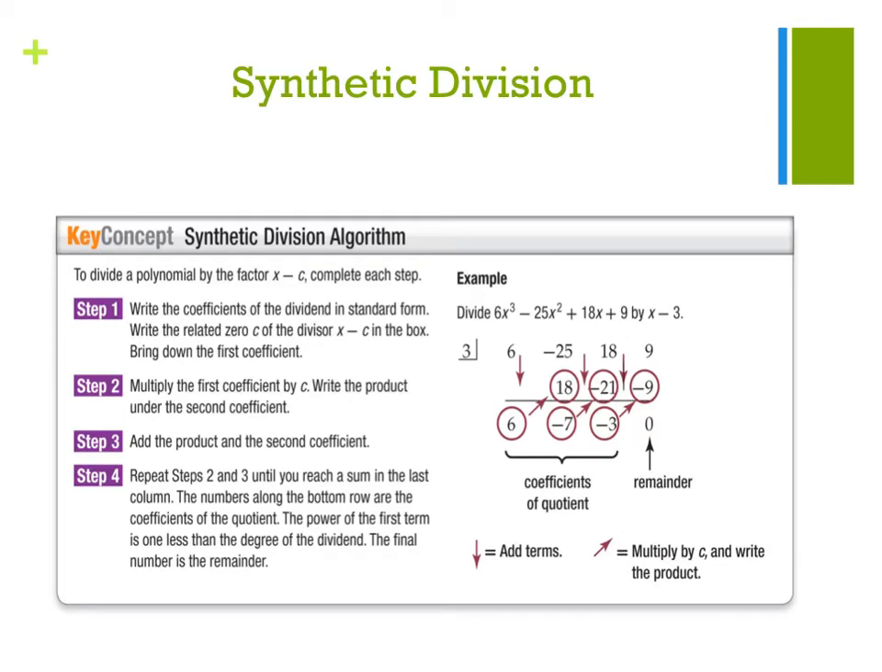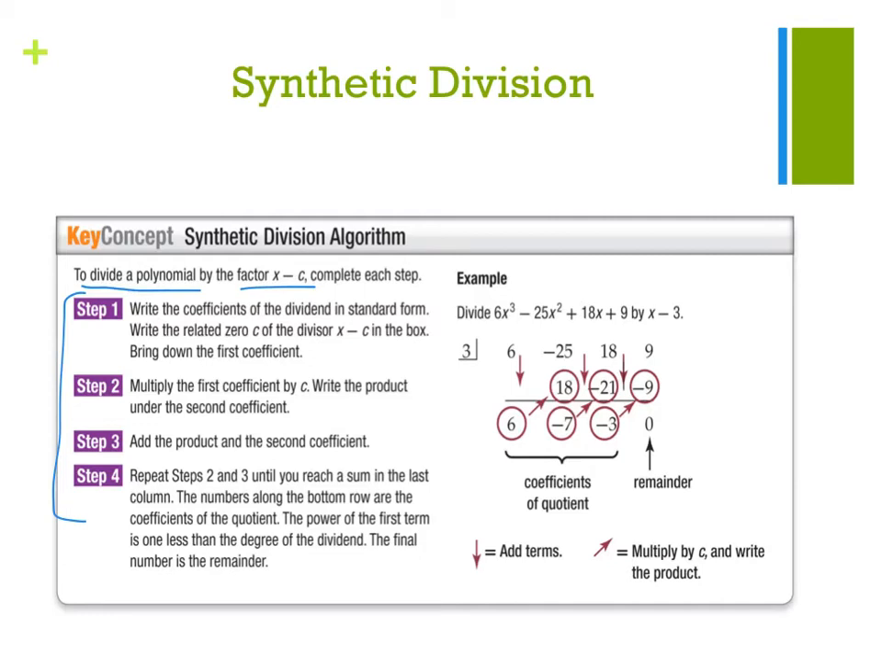The main difference between synthetic division and long division, and why it becomes so much easier, is because you can drop the variables. The only thing we use in synthetic division is the coefficients of each term. So the algorithm for synthetic division is to divide a polynomial, f of x, by a factor x minus c, and then complete each of the 4 steps that they have outlined. So the first step is to write the coefficients of the dividend in standard form, and write the related 0, c, of the divisor in the box, bring down the first coefficient.